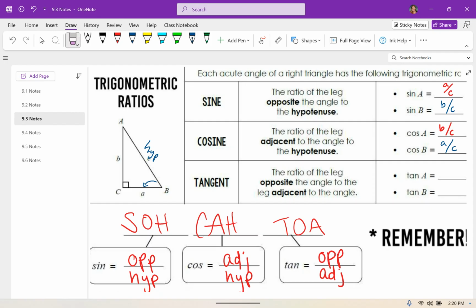Okay, and then finally, last but not least, tangent. So tangent of A is opposite over adjacent. Tangent of A: across from A is A, over adjacent is B. But what about from angle B? Opposite over adjacent, that'd be B over A.